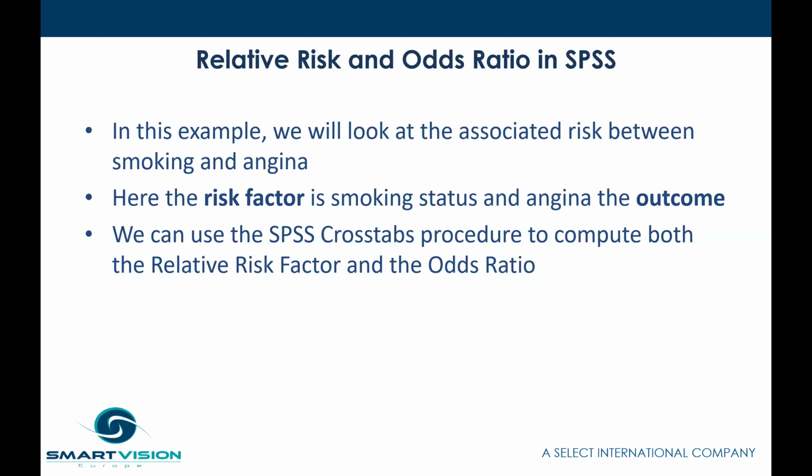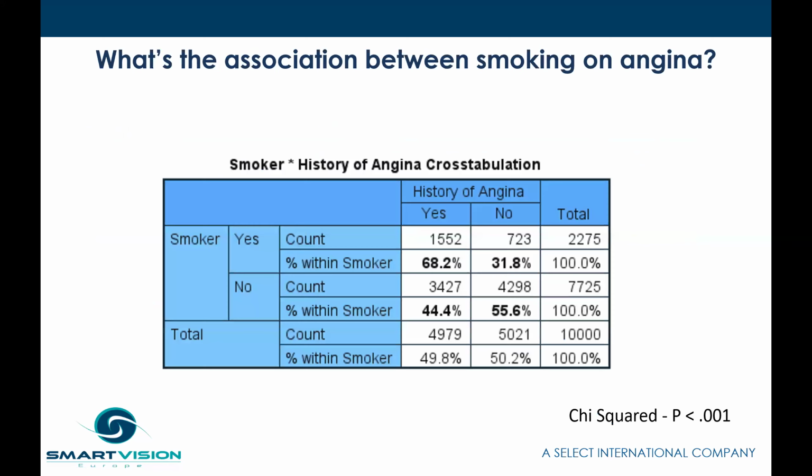Okay. So in this example, we're going to look at the associated risk between smoking and angina. And here we need to be aware of what the risk factor is. The risk factor is whether or not you're a smoker, and the outcome is, of course, angina. We can use SPSS crosstabs, as we've seen earlier on, to compute both the relative risk and the odds ratio. It does both of them for you by default. So this is the crosstab we're going to create.